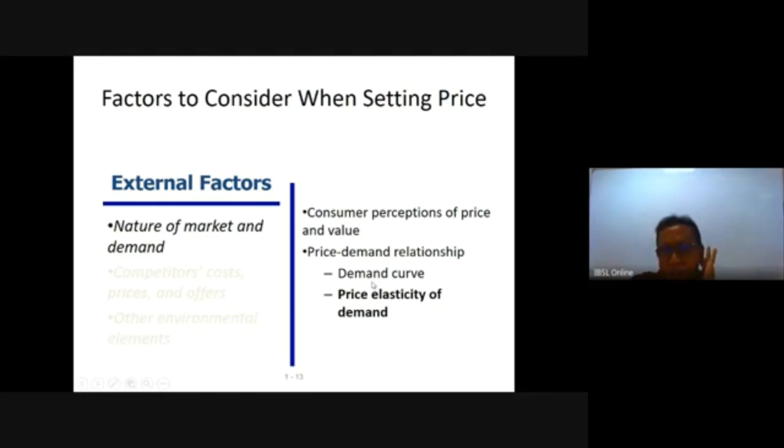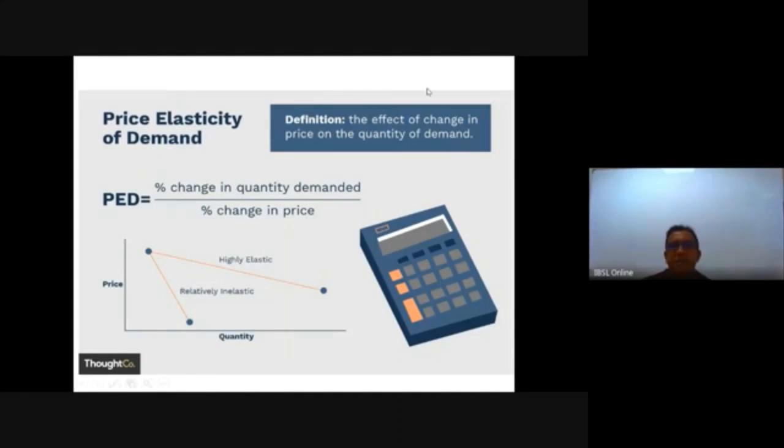What is the demand for your product in the market, and whether the product demand varies with the price. These are the relationships that you need to consider. Price elasticity of demand. What is price elasticity of demand? It is the effect of change in price on the quantity demanded. If you change the price, what would be the quantity demanded? In arithmetic terms, price elasticity of demand is measured as the percentage change in quantity demanded divided by the percentage change in price.